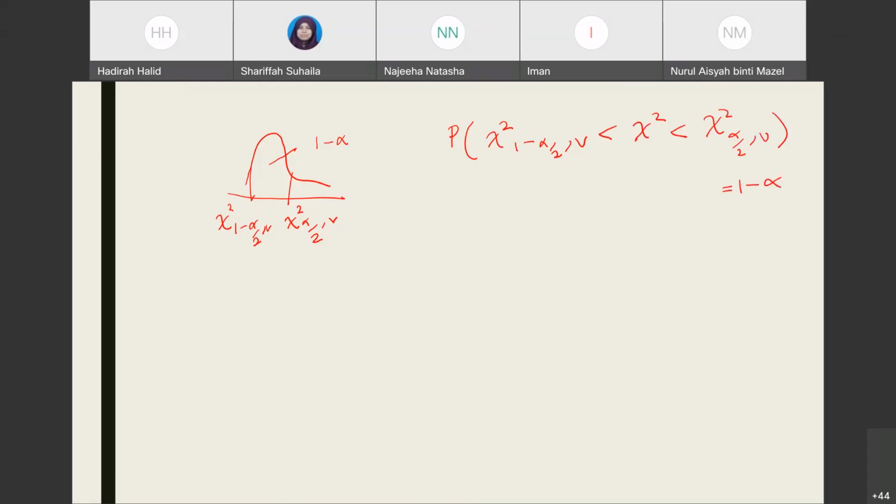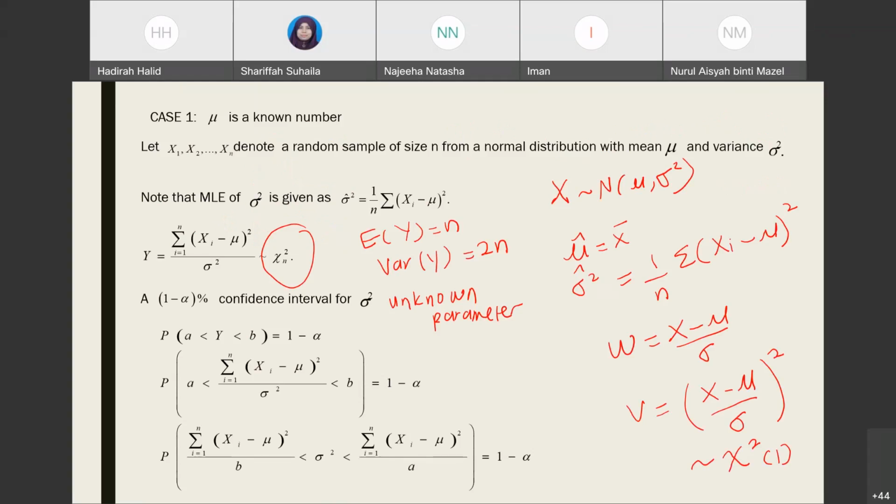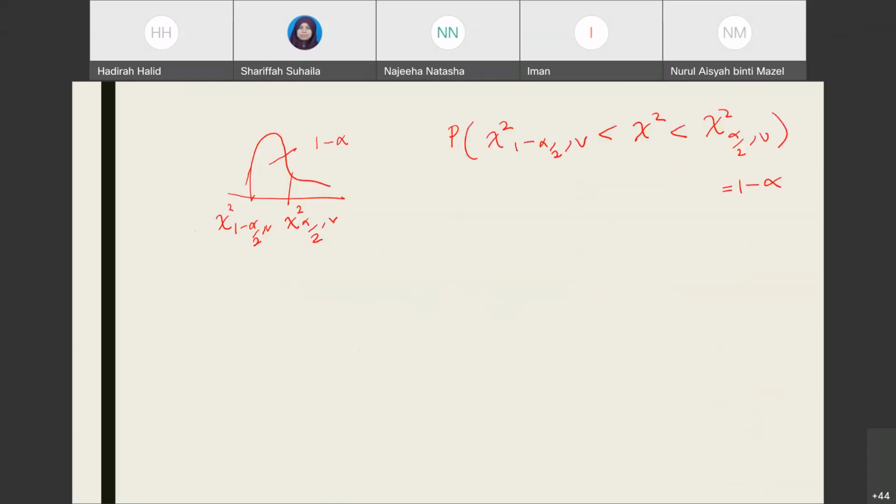So now we already have your Y. Y here is summation xi minus mu square divided by sigma square. So we replace Y, and we want to get the probability between the lower limit and the upper limit. The probability is 1 minus alpha. So when we replace Y, it becomes chi-square 1 minus alpha over 2, degree of freedom n, less than summation xi minus mu square over sigma square, less than chi-square alpha over 2, n, equals 1 minus alpha.